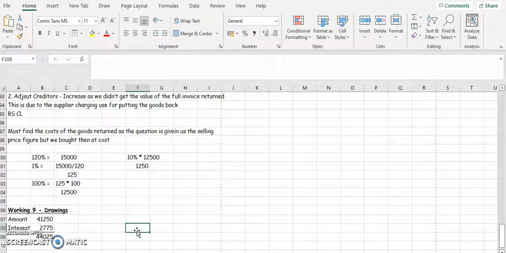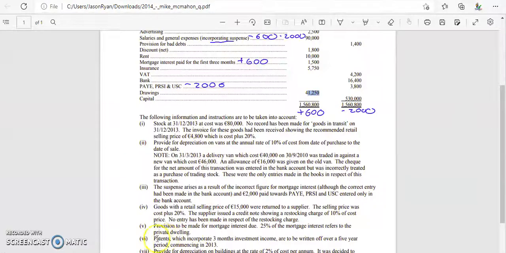Okay, and that's how you do question or adjustment number 5, where it says provision to be made for mortgage interest due. Remember, that provision is already included as part of the working number 3, but 25% of the interest that we calculate there is to go to your private dwelling. So you need to adjust the yearly amount by 25% and take it away, and that 25% then is going to be added on to your drawings figure.